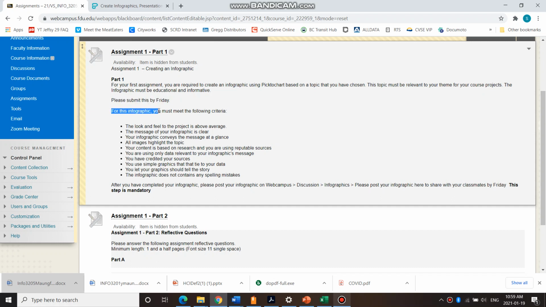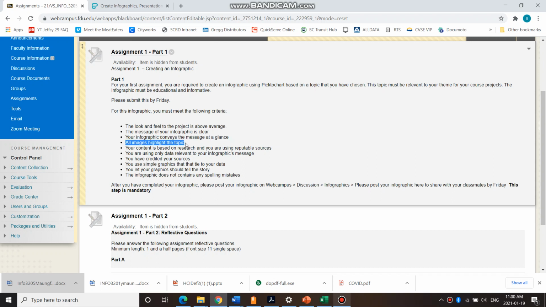For this infographic, you have to meet the following criteria. The look and the feel of the project should be above average, of high quality. The message of your infographic should be clear. What are you trying to inform your audience about? And is it clear? It should convey the message at a glance. The combination of your text and your images should make it clear to the audience what you're trying to talk about. And all images should highlight the topic.